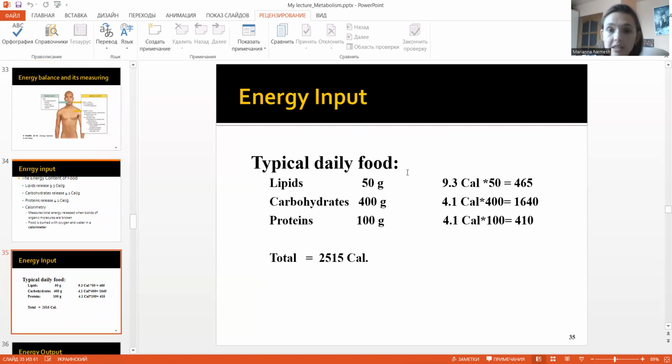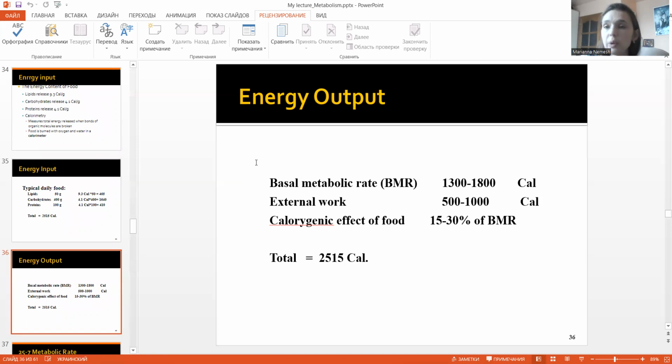So, for example, typical daily food. If during the day a person eats about 50 grams of lipids, generally it will be 465 kilocalories. Carbohydrates, 400 grams, it will be equal to 1600 kilocalories of carbohydrates. Total, it will be equal to approximately 2515 kilocalories. Energy output. So for what processes is our body going to use the energy?